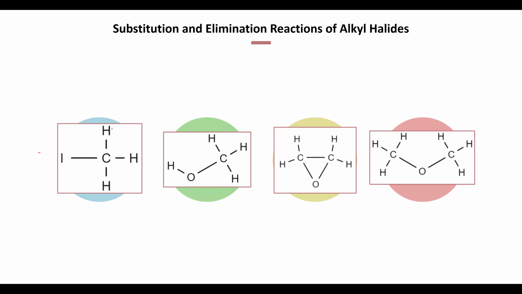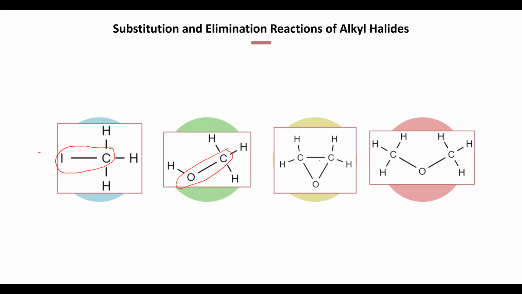If we look at our first example, we've got methyl iodide. This is a haloalkane. The polar bond that's found in methyl iodide is between the carbon and the iodine. I'm going to circle all of these polar bonds. Our second compound is methanol, and we have a bond between carbon and oxygen. That is our polar bond.